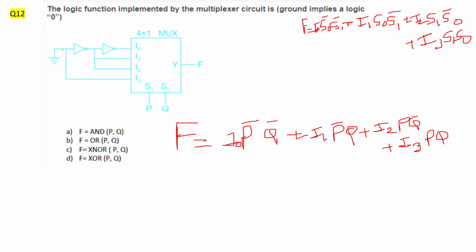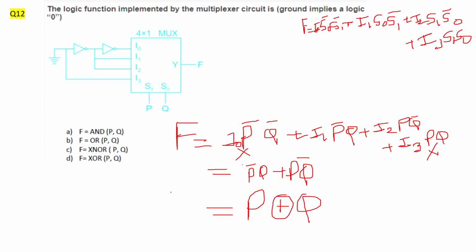So what is I0? This is 0, then it goes to a NOT gate, it becomes 1, then it again goes to a NOT gate, it becomes 0. So I0 is 0, so this term will not be there. Then what is I1? It goes to high, 1, so I1 will be 1. So that means it's P bar Q plus I2 is 1 again, it's P Q bar, and I3 is simply connected to ground, so that will not be there. So this is P bar Q plus P Q bar, and this is simply P XOR Q. So that is option D.